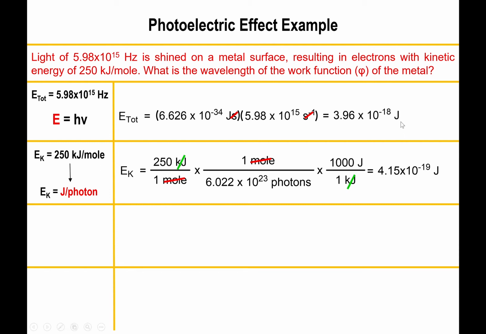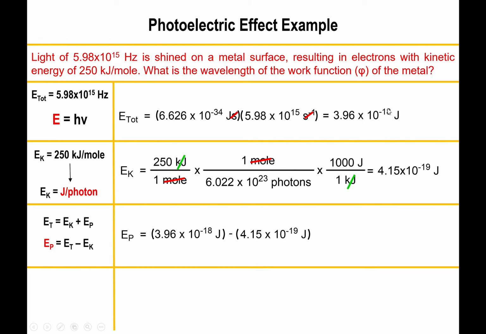Okay, now that we have both of them in units of joules, we basically use the setup that total energy equals kinetic plus potential energy. This is the setup of the photoelectric effect. And right here we're looking for the work function, aka the potential energy. So we will subtract the kinetic energy from both sides. Potential energy will equal total energy minus kinetic energy.